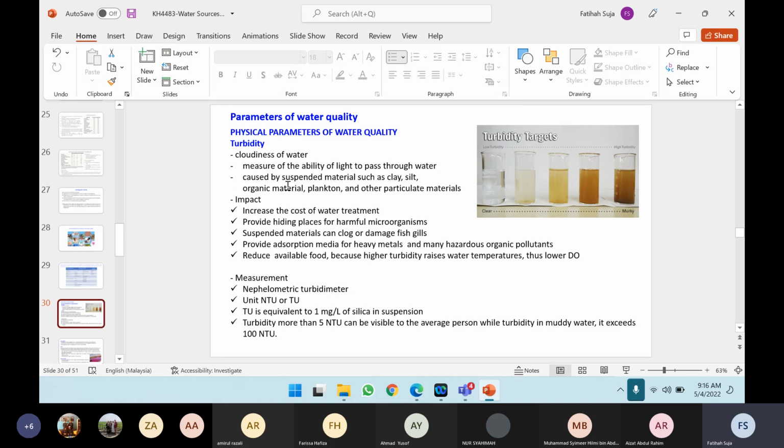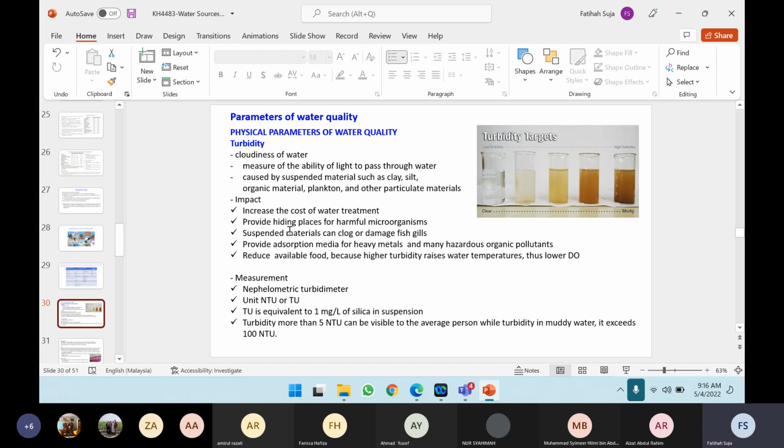It's the cloudiness of water. So you measure the ability of light to pass through water, and this turbidity is caused by suspended materials such as clay, silt, organic material, plankton, and other particulate materials. Okay, why is turbidity a very important water quality parameter?